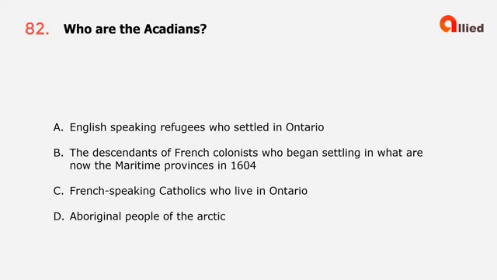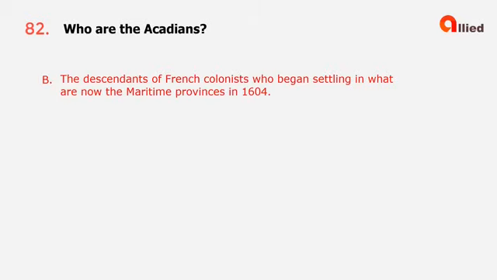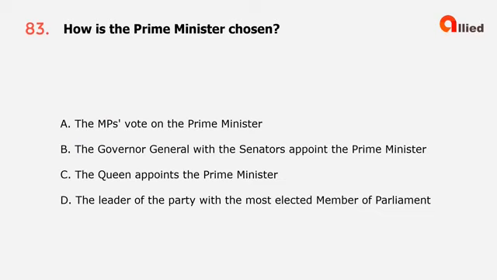Question 82. Who are the Acadians? A. English-speaking refugees who settled in Ontario. B. The descendants of French colonists, who began settling in what are now the Maritime Provinces in 1604. C. French-speaking Catholics who live in Ontario. D. Aboriginal people of the Arctic. The answer is B. The descendants of French colonists, who began settling in what are now the Maritime Provinces in 1604.